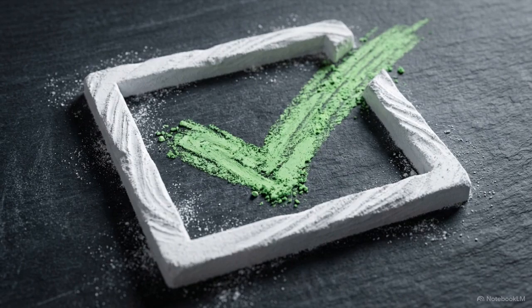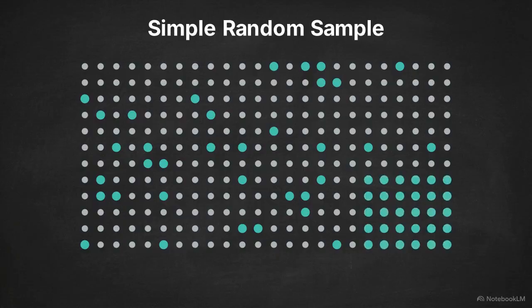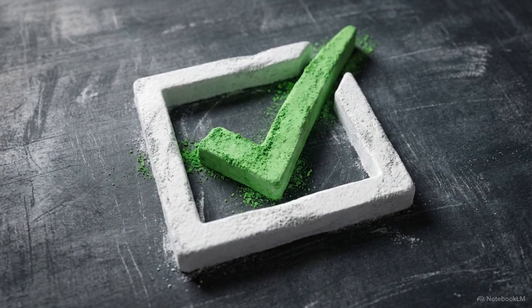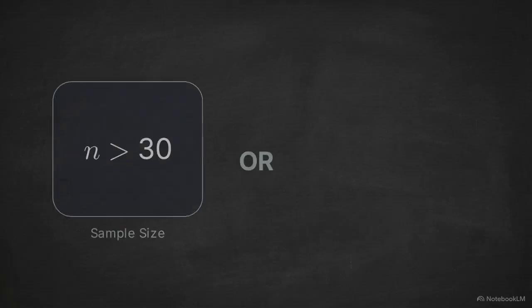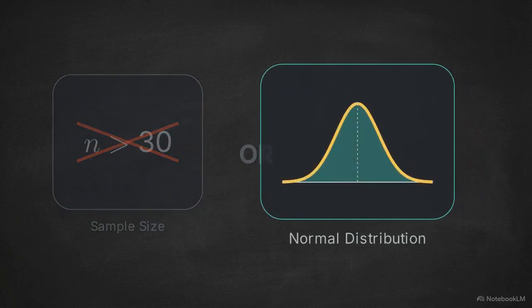Generating a valid confidence interval is not an automatic process. The underlying data environment must satisfy two non-negotiable system requirements. First, the data must be collected via a simple random sample. Every item in the population must have an equal chance of selection, eliminating selection bias from the process. Second, the sample size, denoted as n, must be strictly greater than 30. If the sample is smaller, the population itself must already be naturally normally distributed.